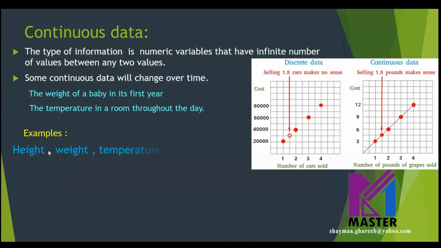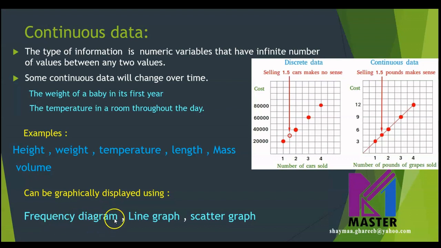Examples of continuous data: the height, the weight, the mass, the length, and the volume. So it's all about measurements, as you can see. We can display continuous data graphically using a frequency diagram or line graph or scatter graph. It's really important to know the types of graphs for each type of data.